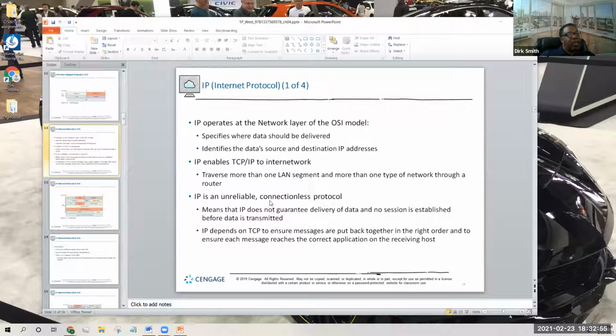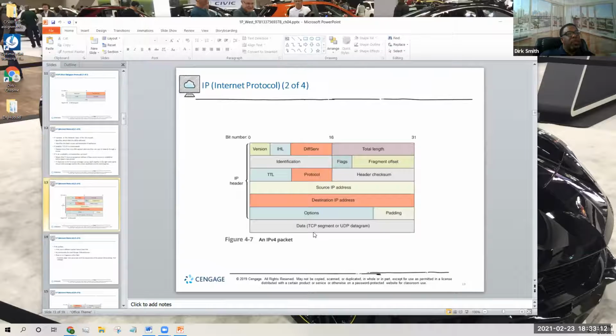So this is also unreliable and connectionless. It means the IP does not guarantee the delivery of the data or that a transmission can be established. It's going to go out there and try, but I'm not guaranteeing anything. It depends on TCP to ensure that the message and the packages get put back together in their rightful order.